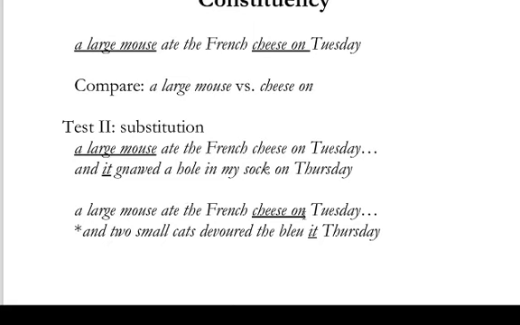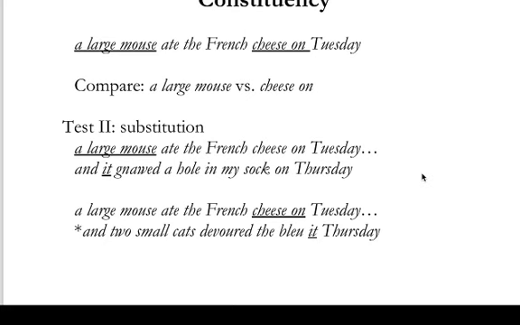Compare cheese on. Right? A large mouse ate the French cheese on Tuesday, and two small cats devoured the bleu it Thursday. Absolutely not, right? So here, again, I'm using this parallel structure to ensure that we're really taking just the noun and preposition out of a context where it's preceded by an adjective and a determiner. So, of course, there would be some way to say this sentence with it afterwards, but it would be substituting in for the whole noun phrase, not this cheese on part. So that's, again, showing us that this is ungrammatical, suggesting that cheese on is not a coherent constituent here, a coherent subgrouping of words.